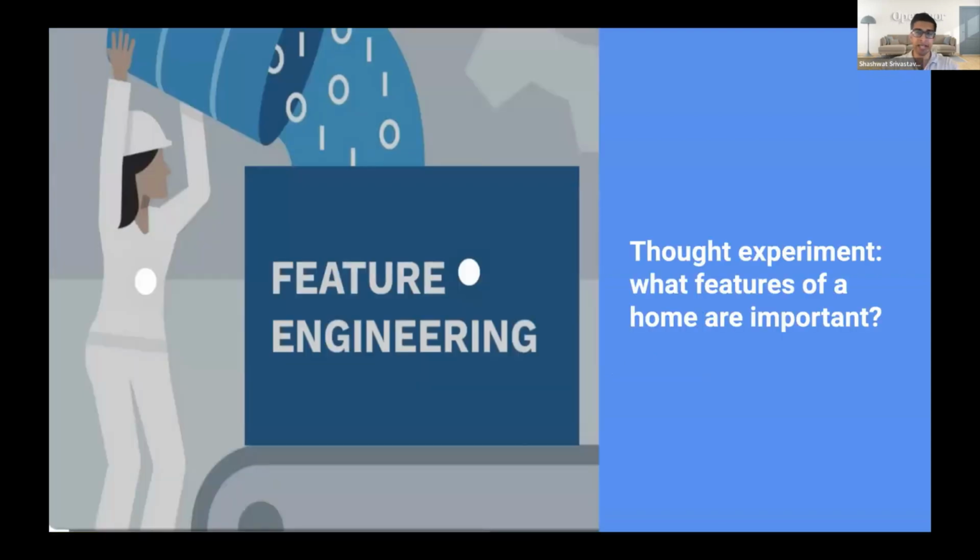So here I just want to stop for a second and just have a quick thought experiment. Feel free to come off mute and give an answer for this or put it in the chat. But what do you think, which features of a home are actually important and would make a difference to the value of the home? I've mentioned a couple of basic ones like the number of bedrooms and bathrooms, but if anyone else has any, feel free to throw them out.